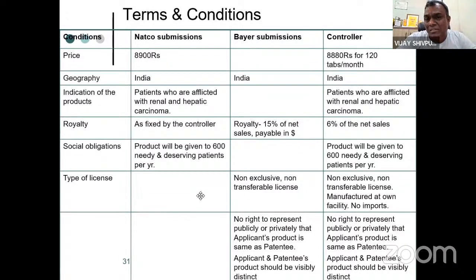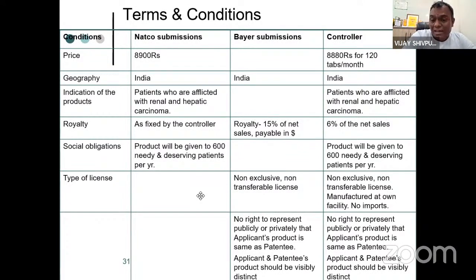Now, Bayer also tried to think about the business, and this has to be non-exclusive, non-transferable. This was fine. The controller also said that NATCO cannot out-license the manufacturing. They have to manufacture at their own facility. No import, or else NATCO would import it from outside. Because the major concern in this product, this is an anti-cancer drug, sorafenib, is that the volumes are very less. Manufacturing at R&D level or plant level is difficult because of the quantity. And since it's an anti-cancer drug, you need a separate onco facility for that.